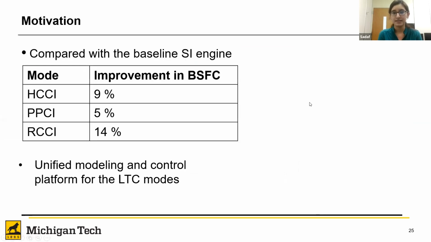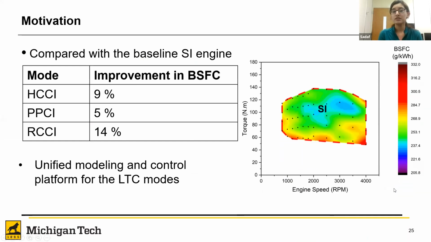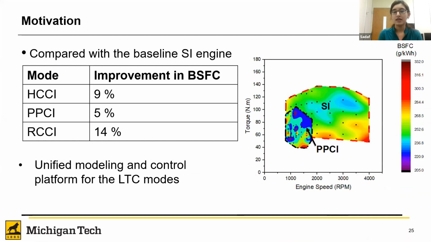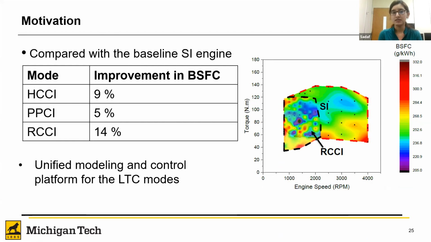Next slide, please. When compared with the baseline spark ignition engine, HCCI shows 9%, PPCI shows 5%, and RCCI shows 14% improvement in brake-specific fuel consumption. Also, these low-temperature combustion modes offer better fuel economy and emissions, but they have limited operating range. So this study provides a unified modeling and control platform for all the LTC modes. Next slide, please.